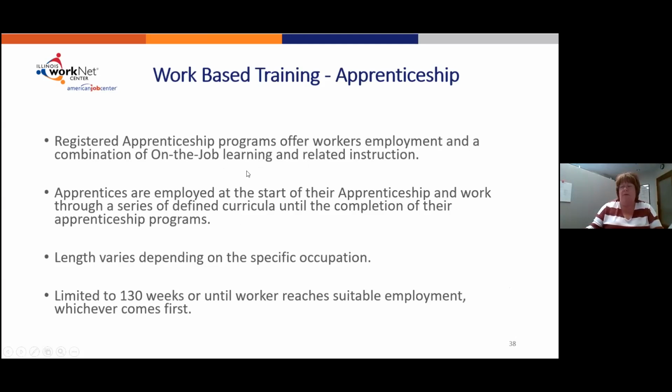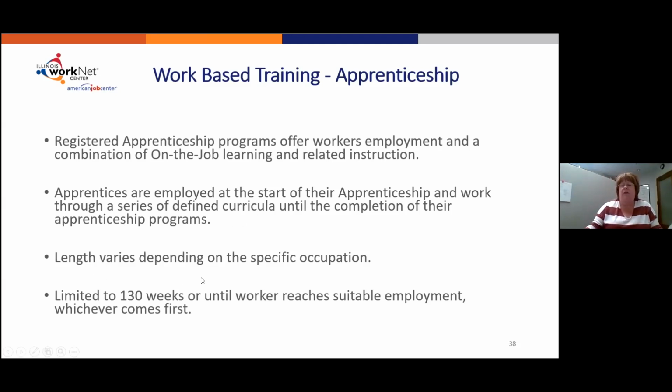One of the big topics of the day has been apprenticeships. The registered apprenticeships, it's just another kind of program that allows the person to be employed and learn a career at the same time that they're employed and they're in their training. It's kind of like a combination of on-the-job training and classroom instruction is the way we look at it. They're employed at the beginning of it. They work through their series of curricula that they have to attend in the related instructional part of it, and then they complete job functions to help them train as well.